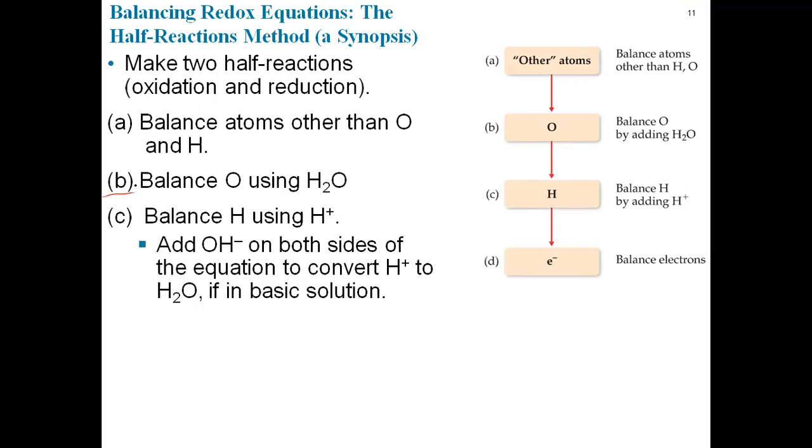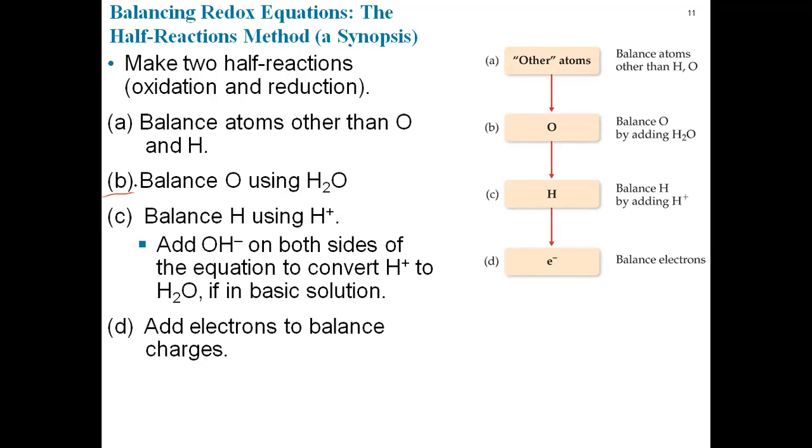So if you balance the equation in a basic solution, once you add H plus and balance all those atoms, then you add hydroxide, OH negative, on both sides to neutralize all those H plus. And so we will not have too many questions for the basic solutions. I will only practice some of those questions in acidic solutions.